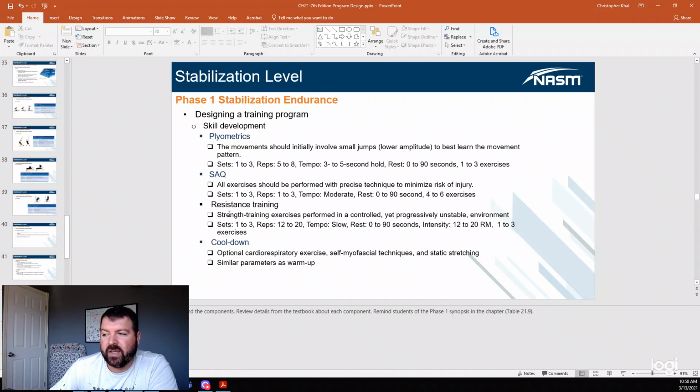Resistance training. Okay, strength training exercises performed in a controlled yet progressively stable environment. Okay, so 1 to 3 sets. Reps is 12 to 20. Okay, tempo slow. Rest about a minute and a half. Intensity 12 to 20. Then 1 to 3 exercises. And then you have your cool down. So again, I didn't really tell you any exercises in this, but this is roughly the template that you should go off of when designing it. And this is based on phase 1.